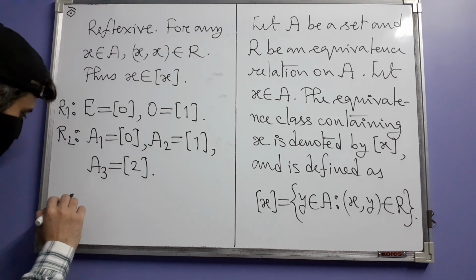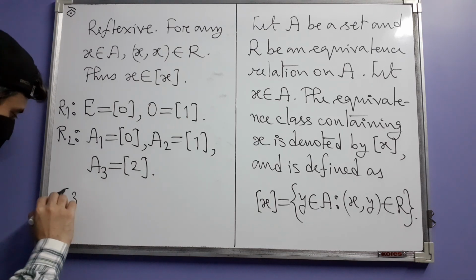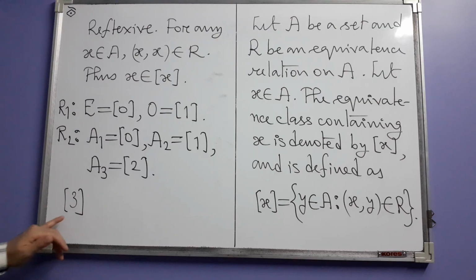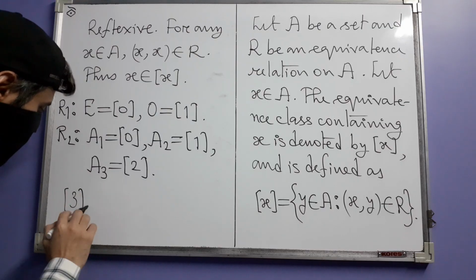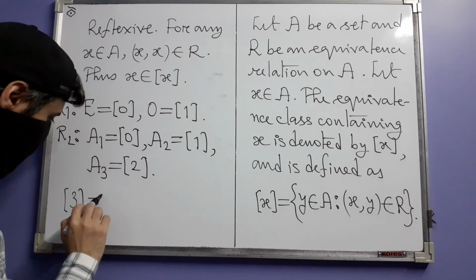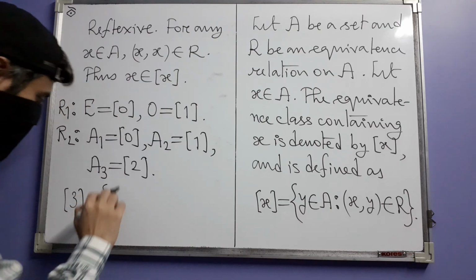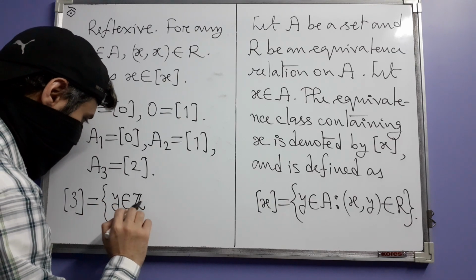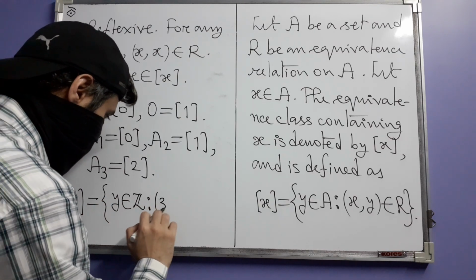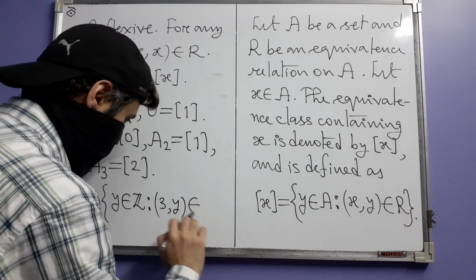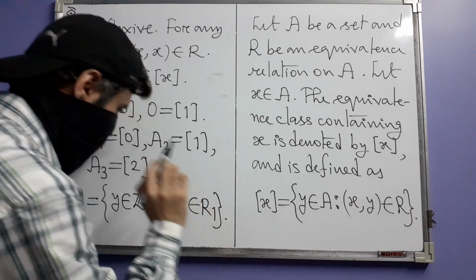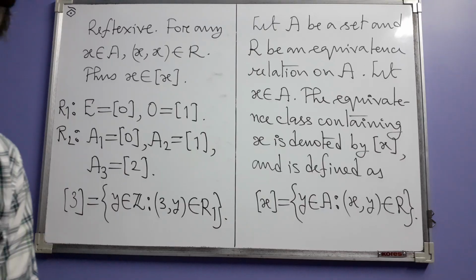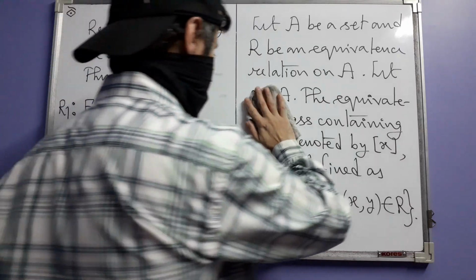Let me say take 3 and consider the equivalence class of 3. Is it not different from 0 and 1? Actually, it's not different. Let's see how. So, what are the elements of 3 in this equivalence class? These are the elements y in Z such that (3, y) belongs to R1. And what is that?